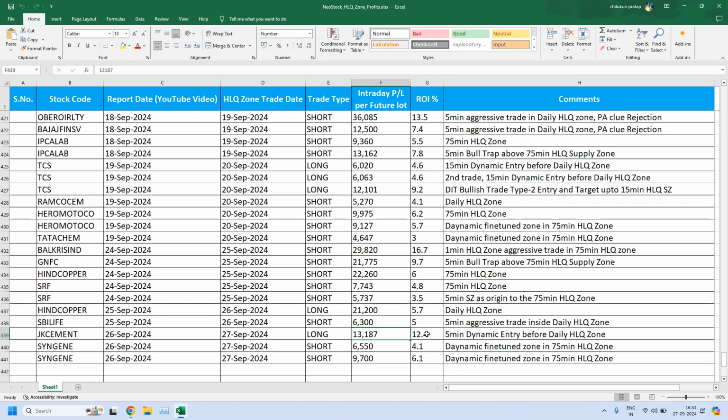13,187 rupees profit, which is 12.4% ROI. Why such a huge ROI? Because the margin cost of this JKCEMENT is very less. It's around 1 lakh or 1,05,000 something. The margin cost is less, so you got a very good ROI today, 12.4% ROI.